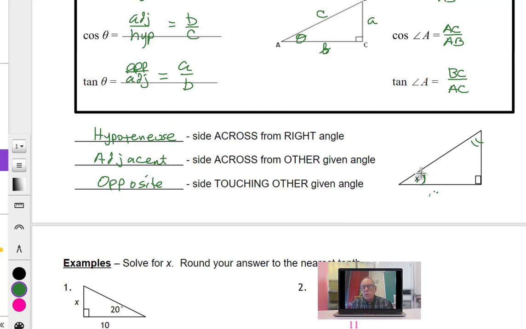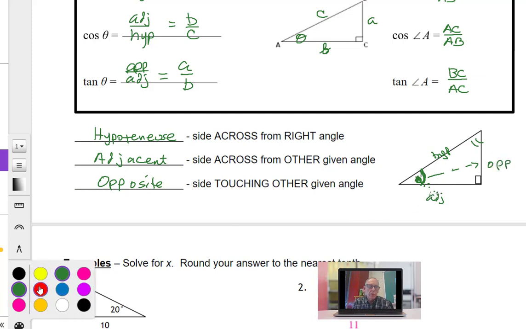Generally, if this is our reference angle, if this is our given angle, then the hypotenuse is always the side opposite the right angle, or the longest side of the triangle. If you imagine standing at the angle inside the triangle, the side that you can touch that's not the hypotenuse is the adjacent side, and the side that you look across at is the opposite side.